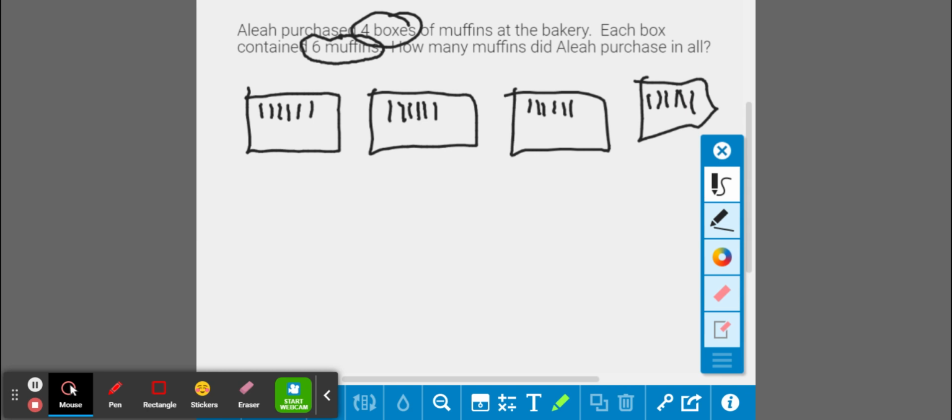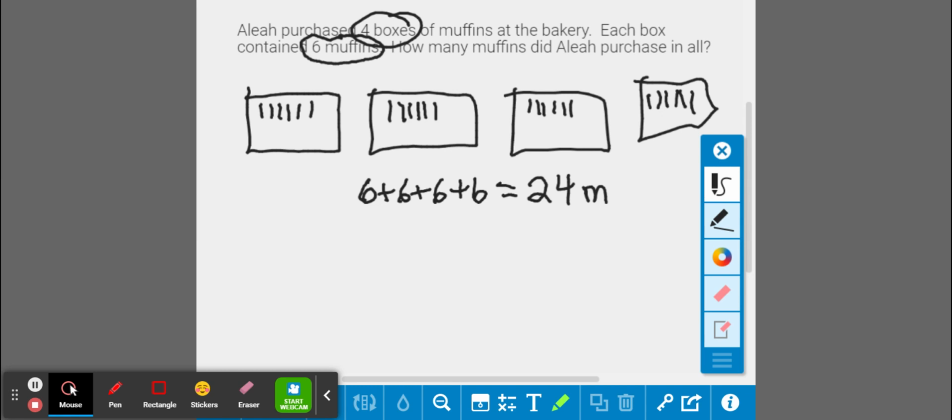Now some students can use these concrete drawings to do some repeated addition, and they can do 6 plus 6 plus 6 plus 6. So we have 6, 7, 8, 9, 10, 11, 12, 13, 14, 15, 16, 17, 18, 19, 20, 21, 22, 23, 24. So we know that 6 plus 6 plus 6 plus 6 equals 24 muffins. And I'll just put an M for muffins as the label. So that's using equal groups to do repeated addition.